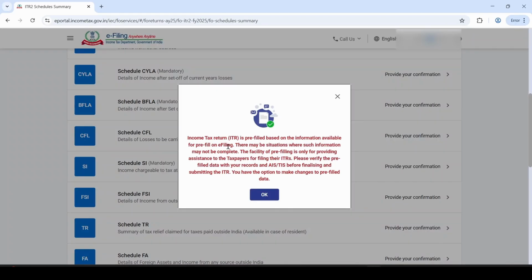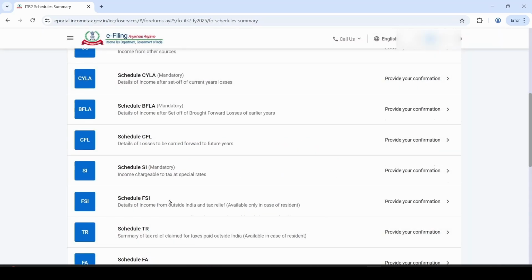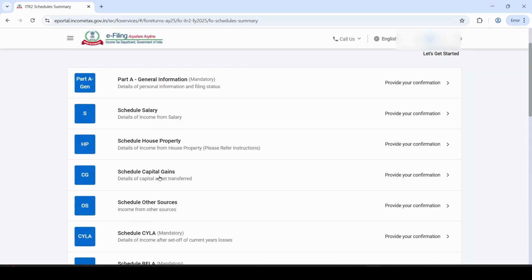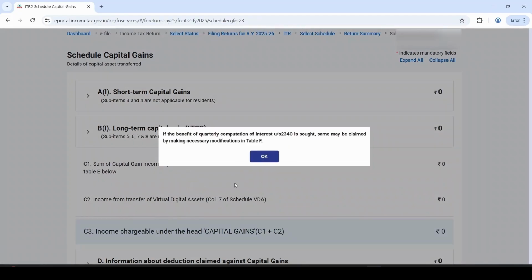Here one note will pop up that ITR will be pre-filled based on your AIS and TIS. Click on OK. Here I am focusing on how to report and declare foreign dividend and foreign capital gain. So here I am only going to fill the respective schedules, and these will be exactly the same in both tax regimes, old and new. So first click on schedule capital gain to report foreign capital gain. Click on OK.